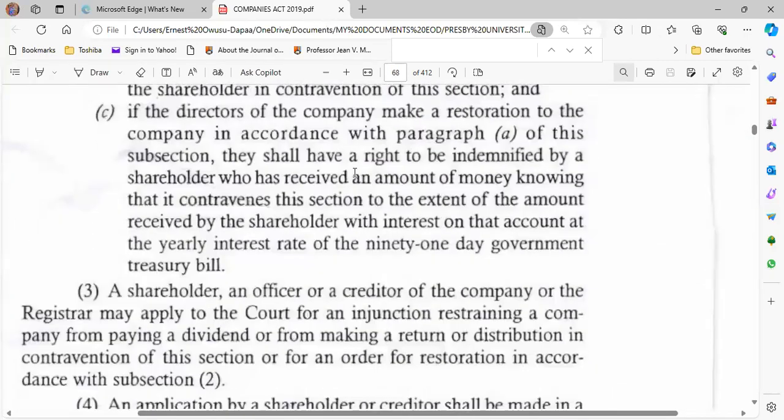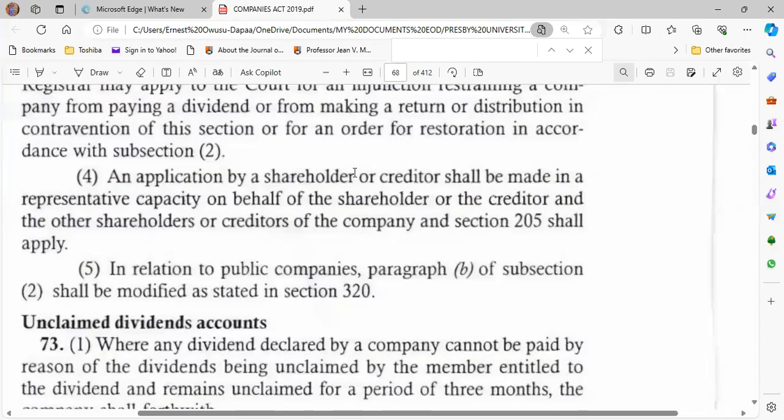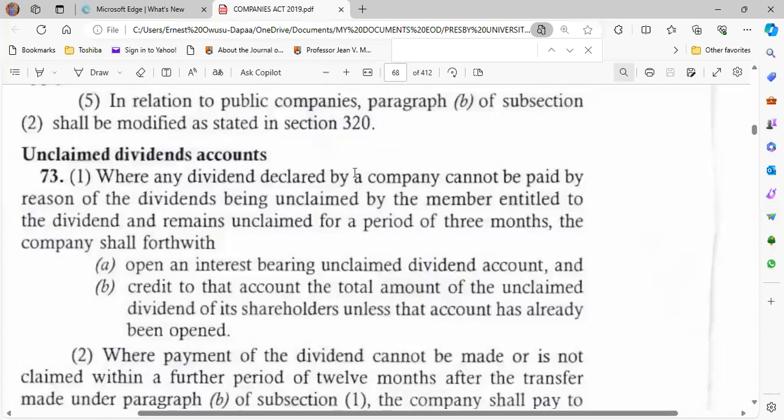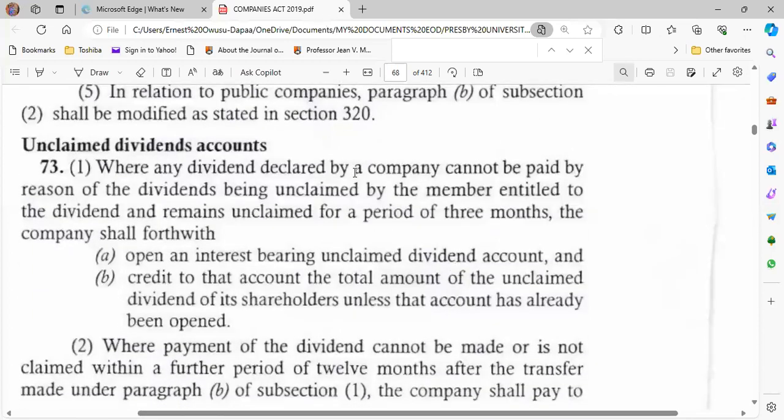Okay, so we just finished discussion on 72, and we have to make a detour to section 320 because of public companies. Now let's look at the unclaimed dividends accounts, where dividends have been declared, and shareholders, instead of going to claim their dividends, they don't go and claim it. How should that money be managed?